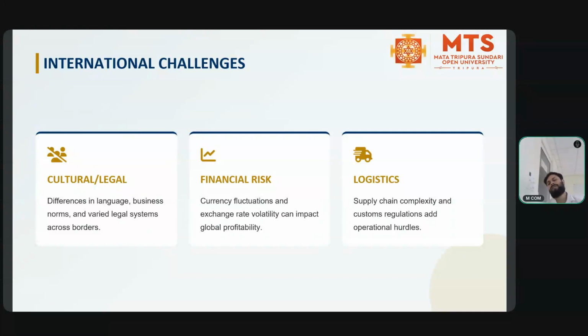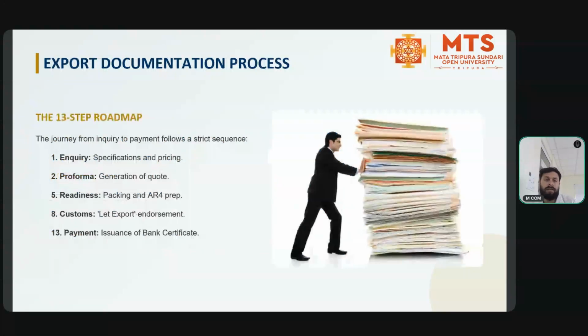Logistics, supply chain complexity, and customs regulations add operational hurdles. So while you are making your product available to other markets, you must be equipped with better logistics, or you may choose a method which can give you more profit and lesser cost, abiding by their customs regulations and operational standards.